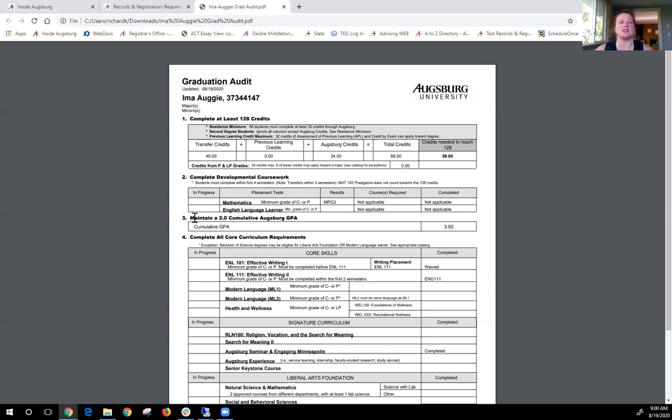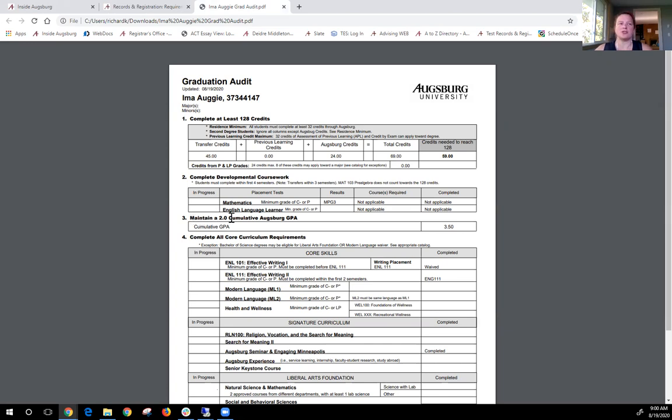Please note that you are able to retest in math. So if you're looking at that score and you feel like it doesn't reflect your math level, email advising@augsburg.edu and we can explain the retest policy and procedure.